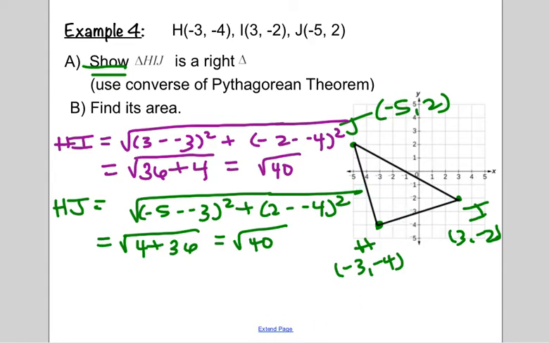And now we move on to what I think is the hypotenuse, JI, and we're going to find the length of JI.